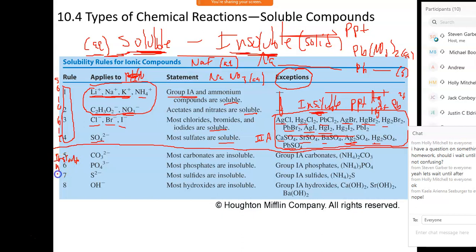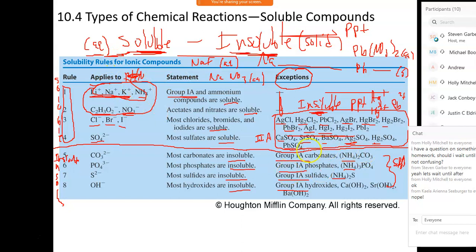All right, I meant to put it down here. Insoluble. So notice everything here: insoluble, insoluble, insoluble, insoluble. However, there's just a few exceptions where these are soluble, which we've already talked about. The group 1A, group 1A, group 1A, group 1A. What are the group 1As? And ammonium, ammonium, ammonium.